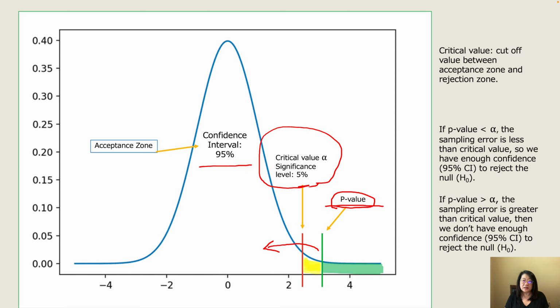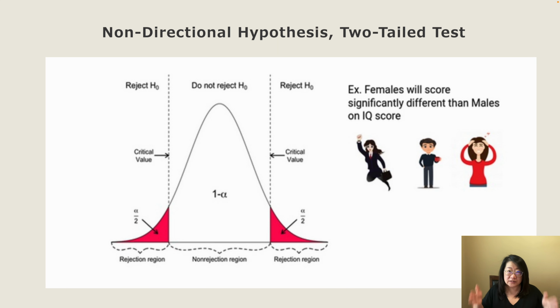But if this is a non-directional hypothesis, then that will be a two-tailed test, because the sampling error will fall on both tails. So the confidence interval, 1 minus alpha, will fall in the center part, and on both sides the critical value alpha will be divided by 2, so half on one side and half on the other side. Both zones, these red zones, will be the rejection zone. And that is what we call the two-tailed test, or non-directional hypothesis.